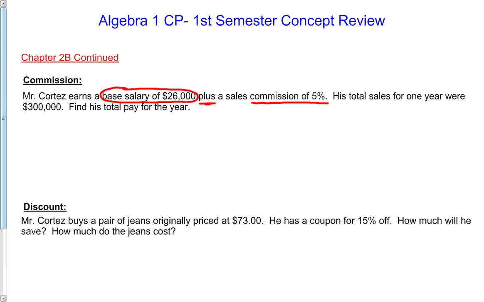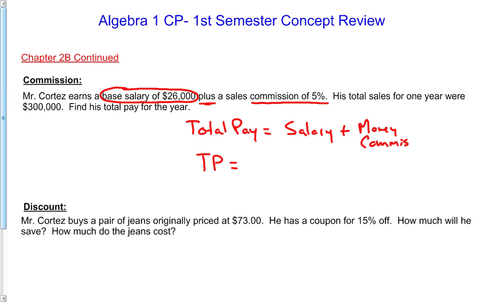Well, if we're going to find his total pay, it is equal to his salary plus the money he makes from commission. Just write this as money commission. Okay? Well, I know his salary, so his pay, I'm going to use TP for total pay, is equal to 26,000 plus, now this is the thing I need to figure out. I need to figure out how much money he makes in commission.